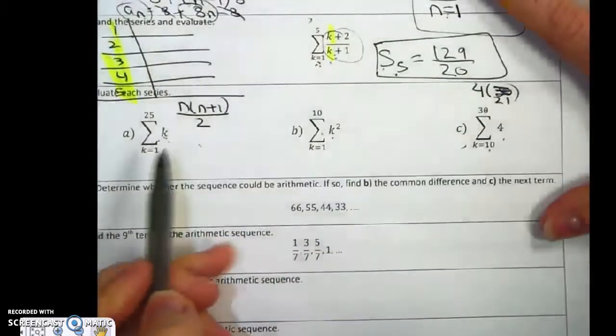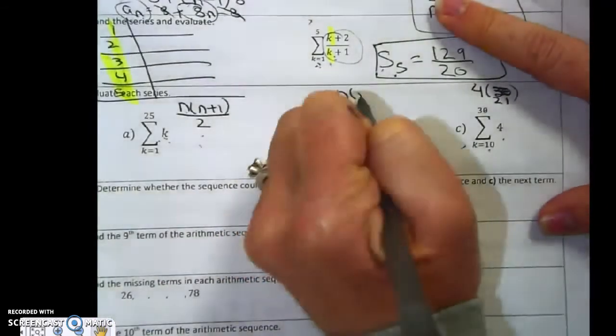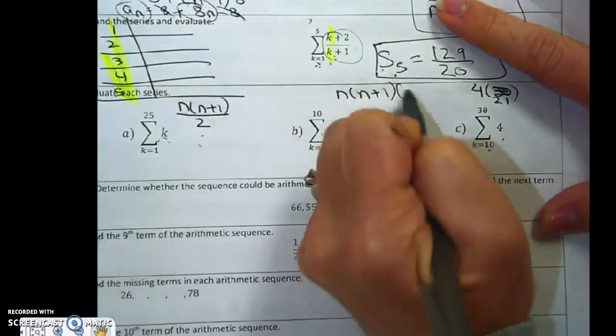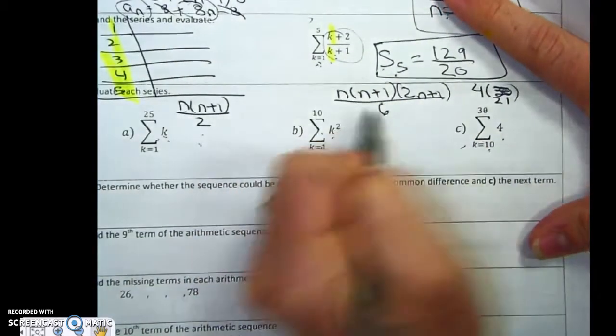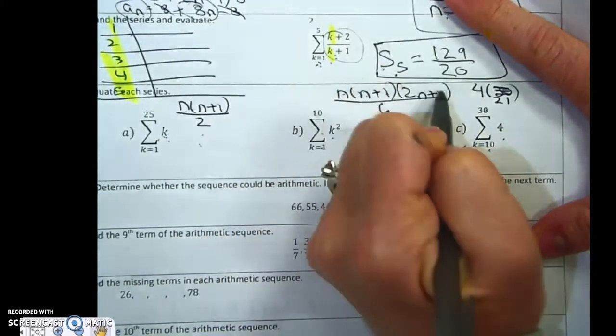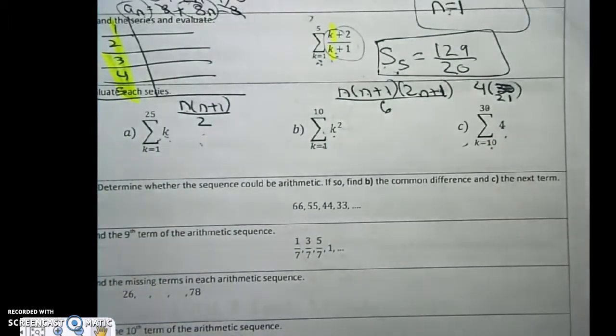Now, what I like about this one is it's kind of like this one. So it starts the same, n plus 1. But this time, because it's squared, it's got the 2n plus 1, and over 6. Here's how I remember it: 1, 2, 3, 4, 5, 6. I memorize that. So now that I have all the formulas down, now I'm just going to plug it in.